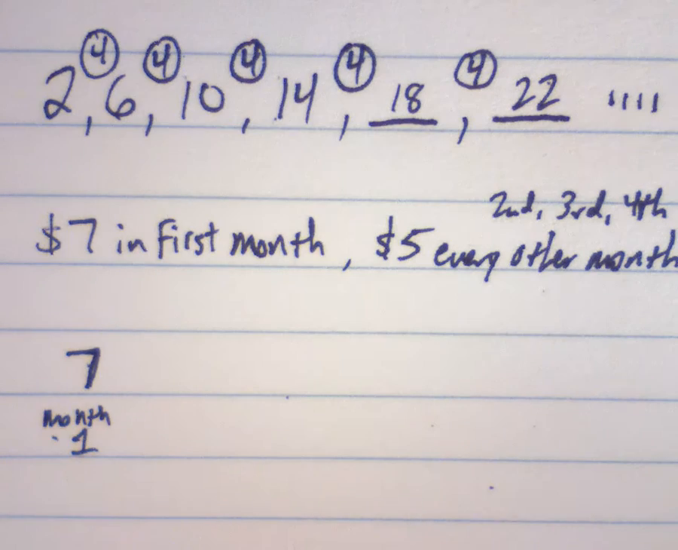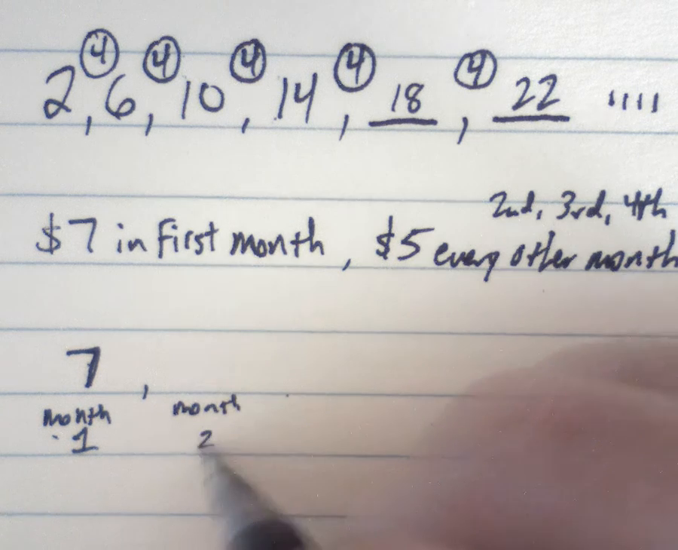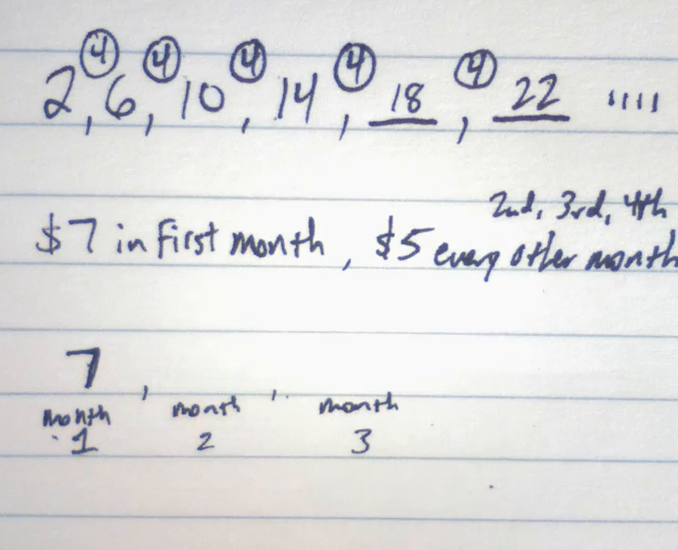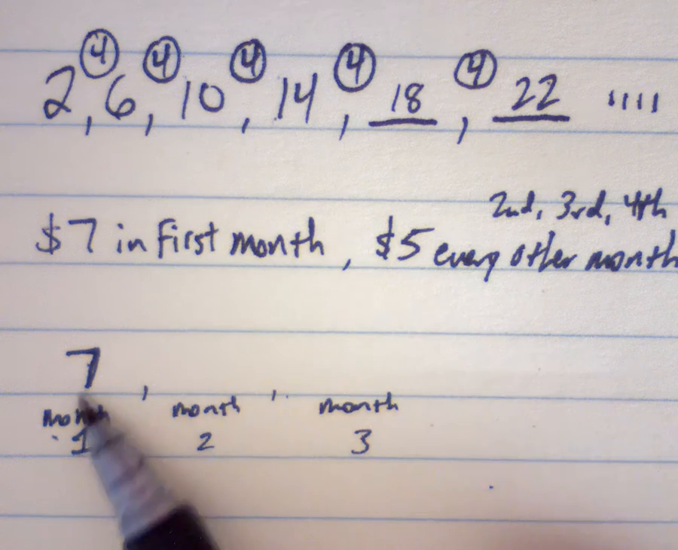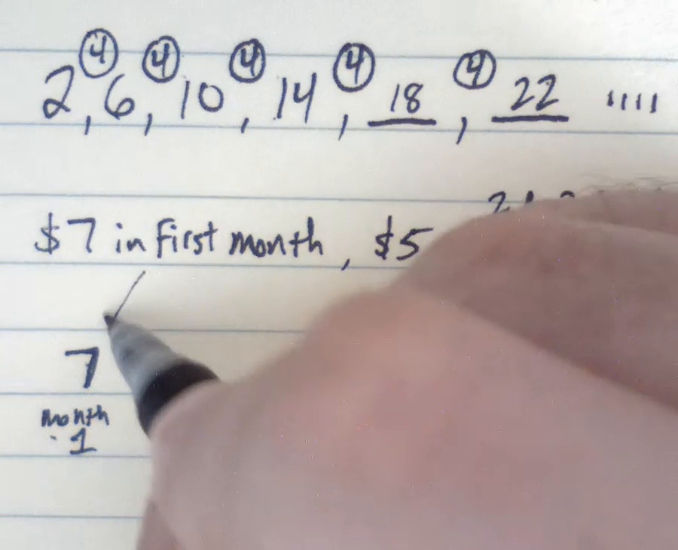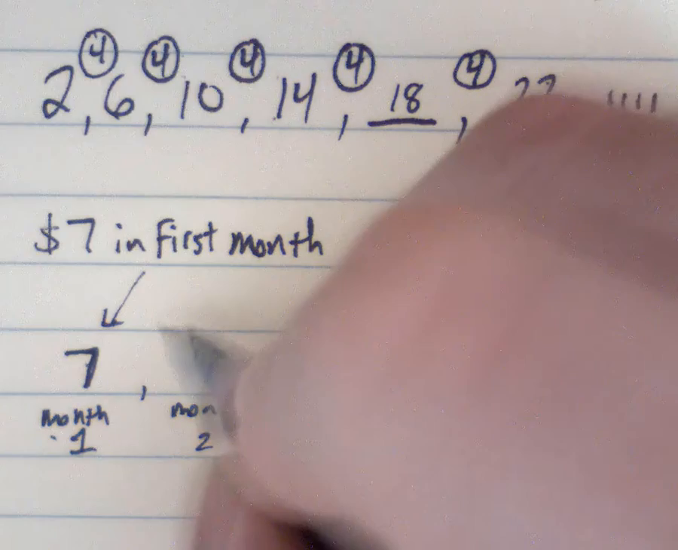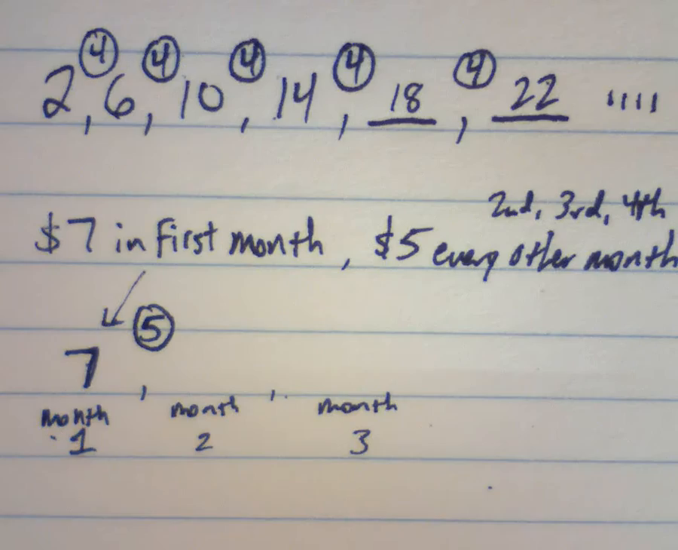What's our gap going to be? How much is Bob going to save each month after that first month? So we have to figure out what month 2 and month 3 are going to be. It says that he saves $7 in the first month. Okay, we did that. That's right here. Now how much is he saving every other month? And as you can see, it is $5. So our gap is going to be 5.